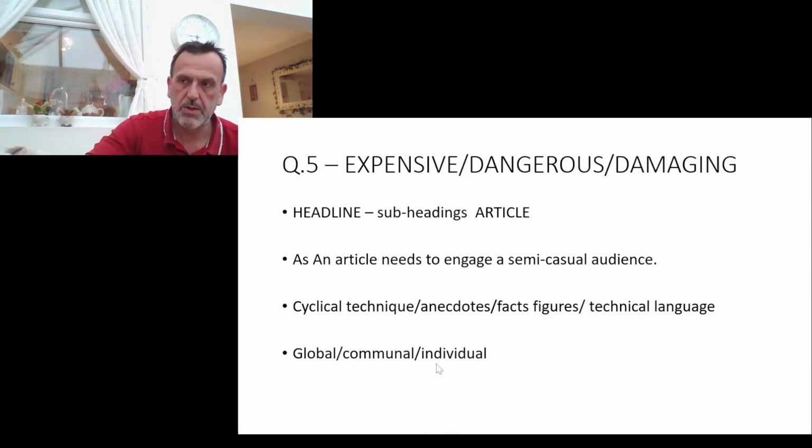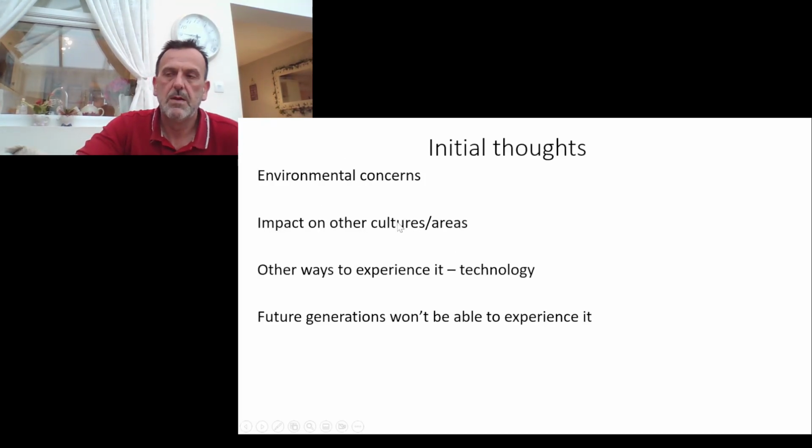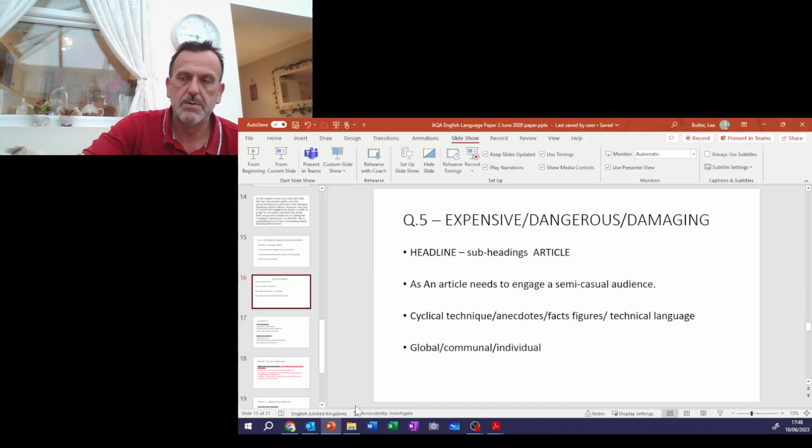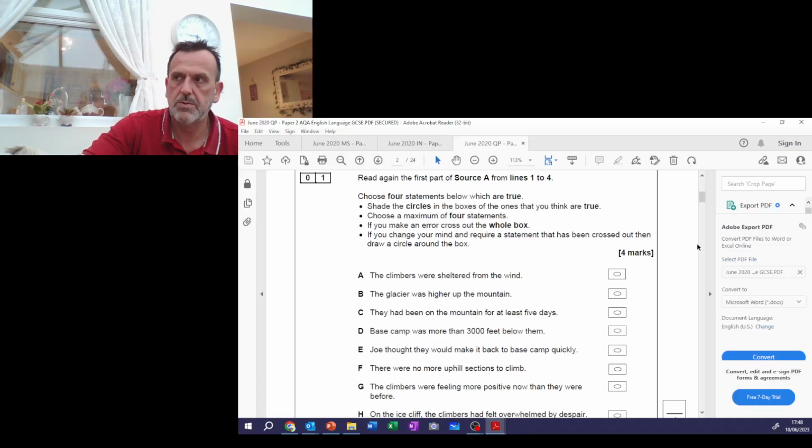And then you end up with the individual. Why do you care so much? Why are you bothered about this topic? Otherwise, if you're not invested in it, why would the reader be? So, initial thoughts on the actual question 5 question, which is on the question paper.